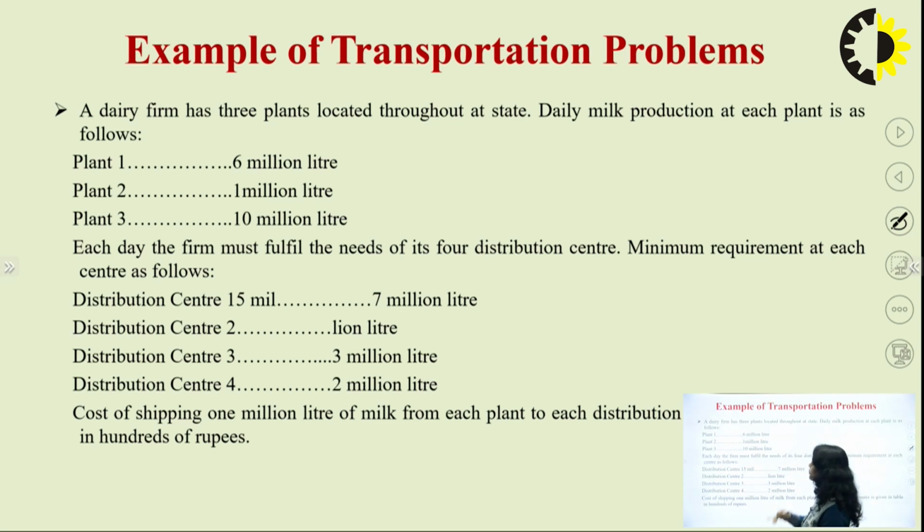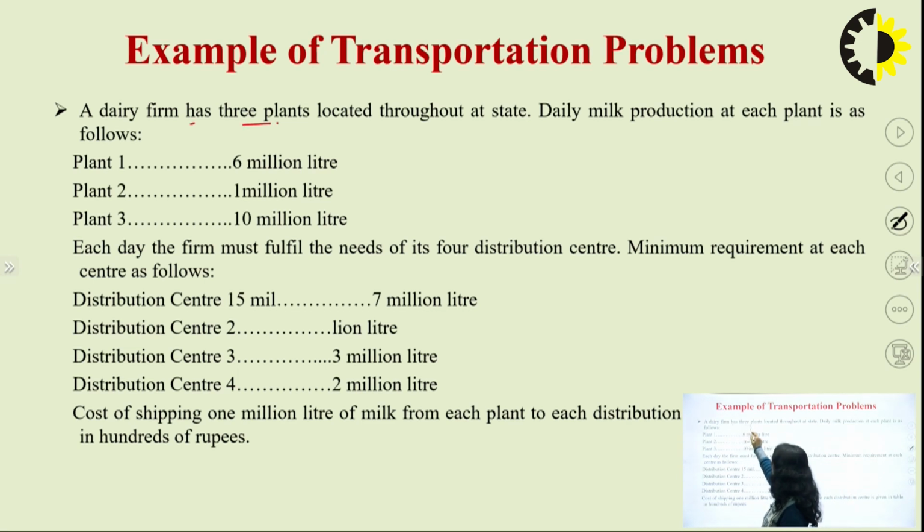So, first we have taken one example which is related to the transportation issue. In this example we can see the problem is given in terms of descriptive statements, and our first step will be to convert these descriptive statements into the form of the transportation matrix. So, how will we convert it? First we will see what is given to us.